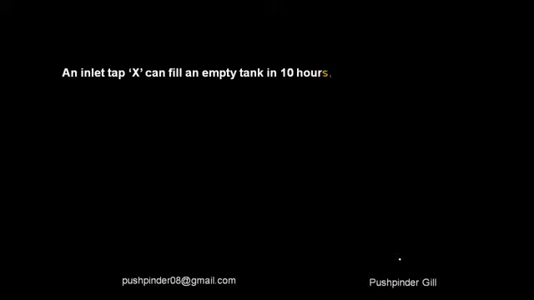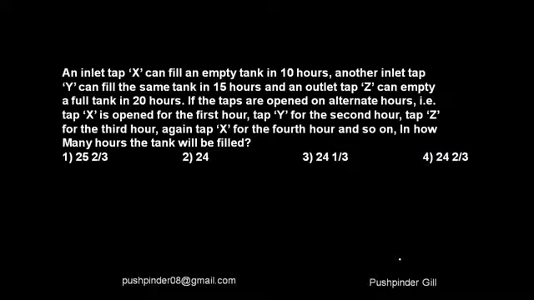And let's see one more question over here. An inlet tap X can fill an empty tank in 10 hours. Another inlet tap Y can fill the same tank in 15 hours. And there is an outlet tap Z which can empty the tank in 20 hours. If taps are open on alternate hours, that is X is open first, Y is open second, and Z is open third, how many hours is going to be taken? So this question is a little bit different because there is an outlet tap, which empties the tank. So let's see this question.